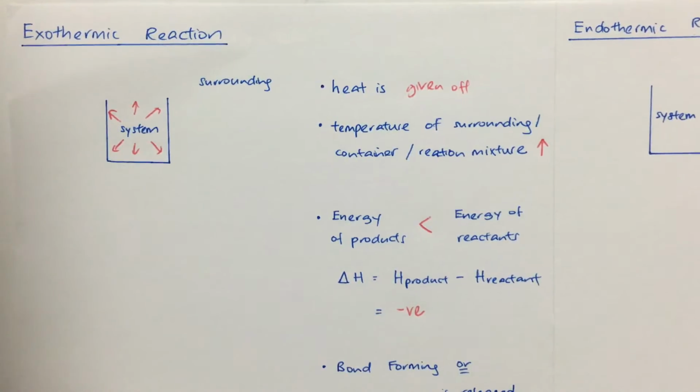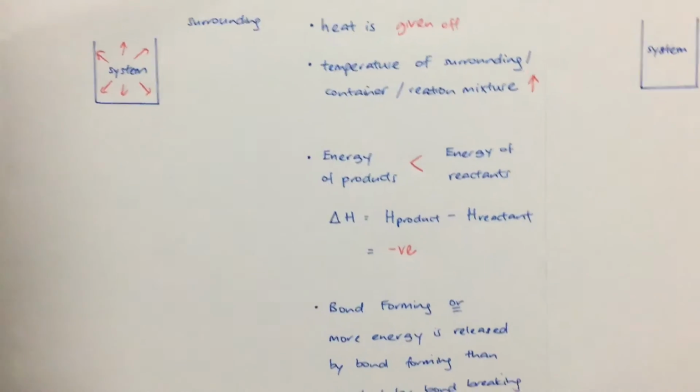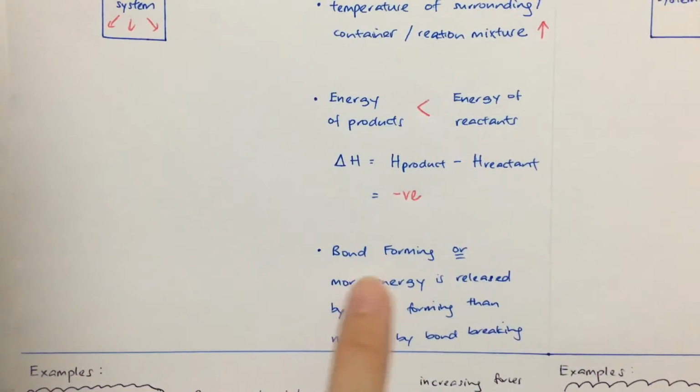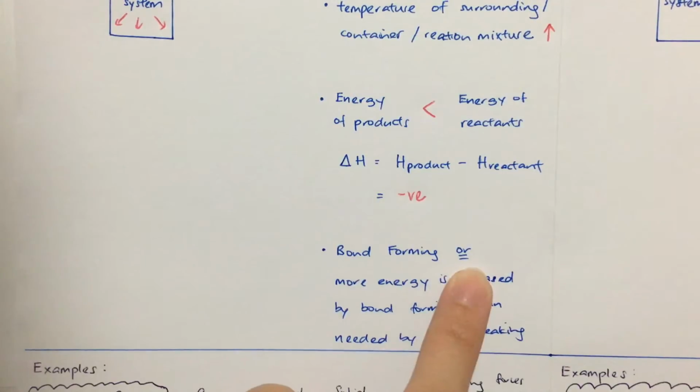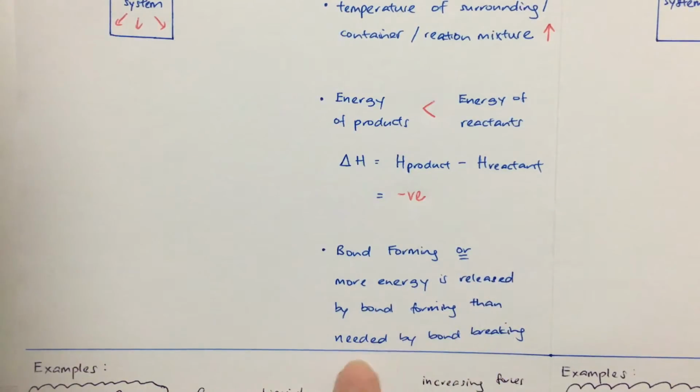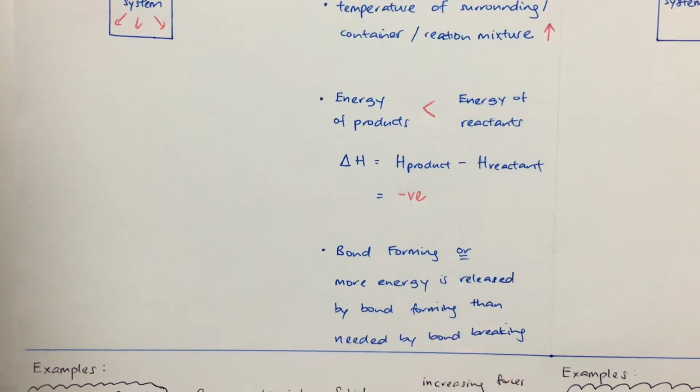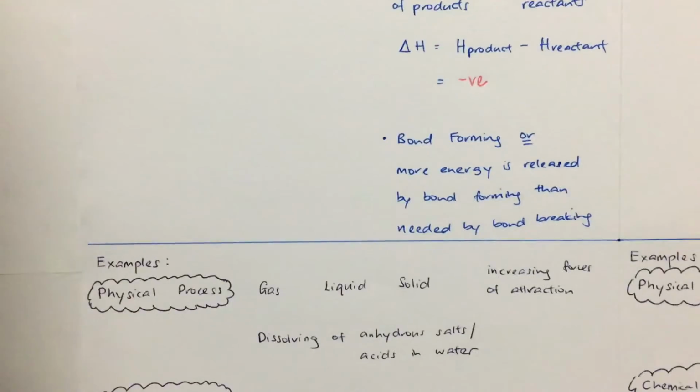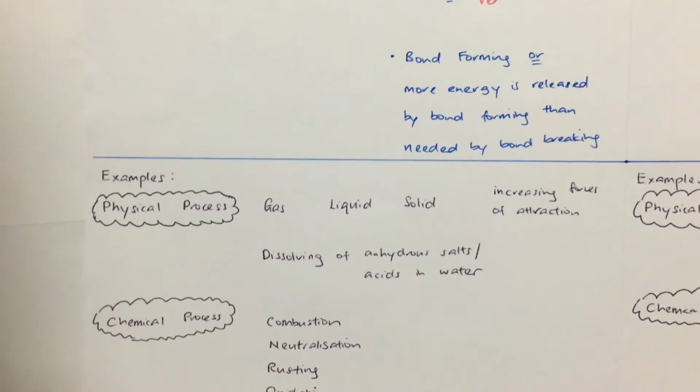The last thing when we talk about exothermic reactions, we usually talk about bond forming, or it could be that in the reaction there is bond forming and bond breaking. However, more energy is released by bond forming than needed by bond breaking. So in the end, the reaction is still exothermic. So what are some examples in our daily life?